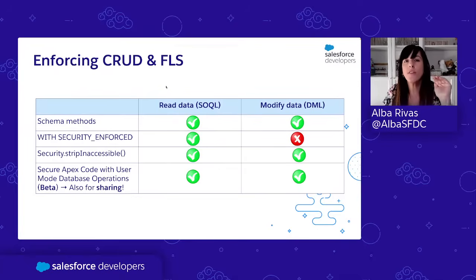So let's start talking first only about object level and field level security, okay? To enforce object and field level security, we have several mechanisms. The first mechanism that was released at the beginning of Apex is using schema methods. Schema methods are used to verify if an object is accessible, is creatable, is updatable, or is deletable, okay?